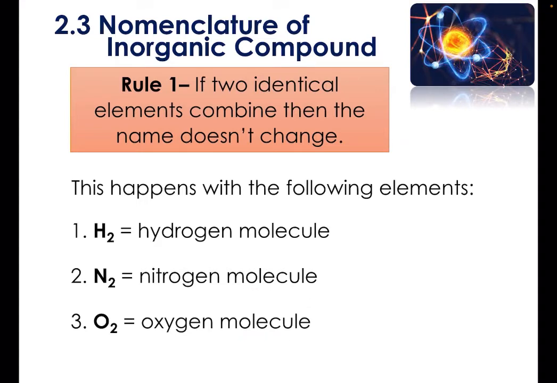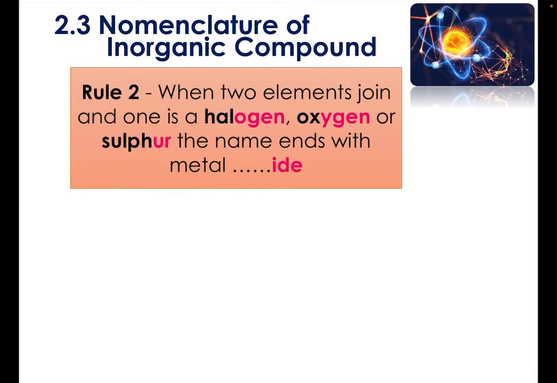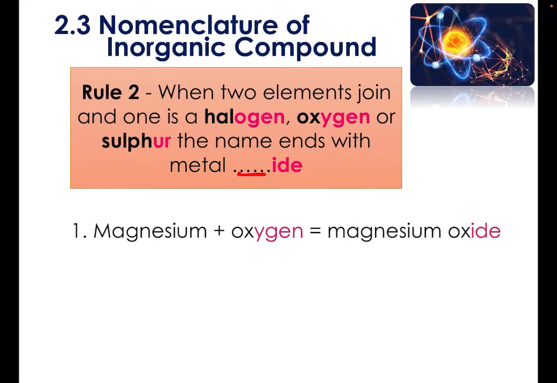Okay, so next one, we go to rule number 2. When two elements join and one of them is either a halogen or oxygen or sulphur, the name will end with metal something-ide. The something-ide depends on the elements given in the question. So for example, I got magnesium plus oxygen. So the part I highlighted in pink will change to -ide. So it will be magnesium oxide, and in this case your metal is magnesium.